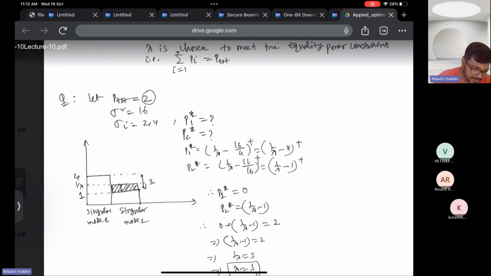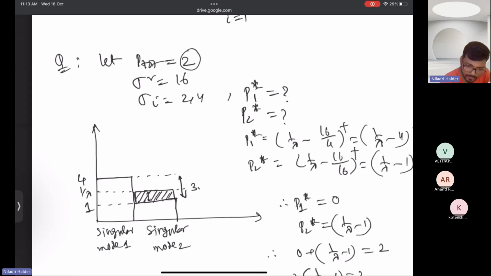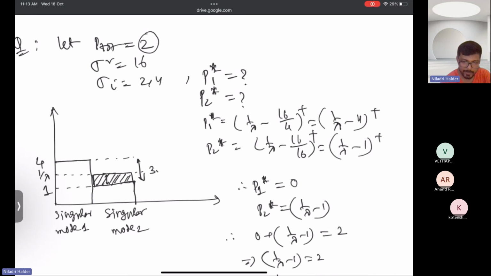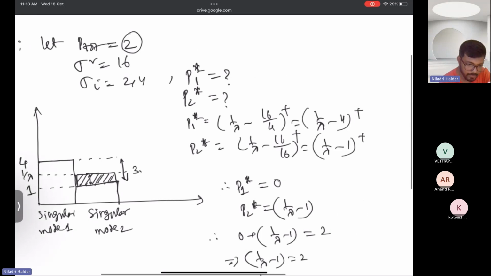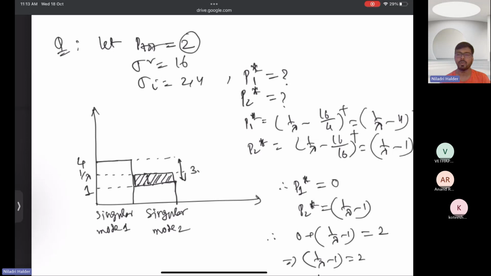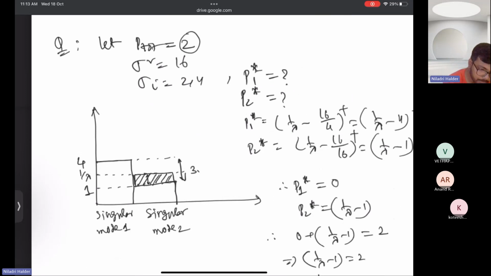Now on the left hand side there is one diagram. Here this is singular mode 1 and singular mode 2. For singular mode 1 it is 1 by lambda minus 4, and for singular mode 2 it is 1 by lambda minus 1. The difference between 4 and 1 is 3, but the total power budget is 2. So 1 by lambda should be between 1 and 4, it will not go beyond 4. That is why for P1 star it is 0.